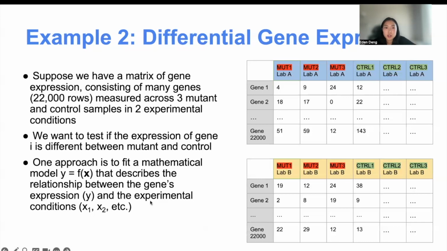one way we can go about trying to test for differential gene expression is to fit a mathematical model for each gene that relates the gene's level of expression to these experimental variables. So one of them would be mutant versus control status. The other one might be Lab A versus Lab B. And this type of gene-wise modeling approach is what both DESeq and limma do to estimate change in gene expression between experimental conditions. So yeah, DESeq and limma, these are 2 widely used algorithms, which we'll talk more about next week.